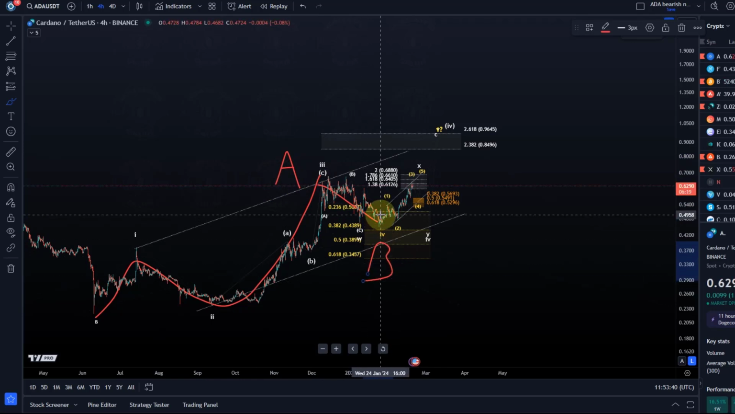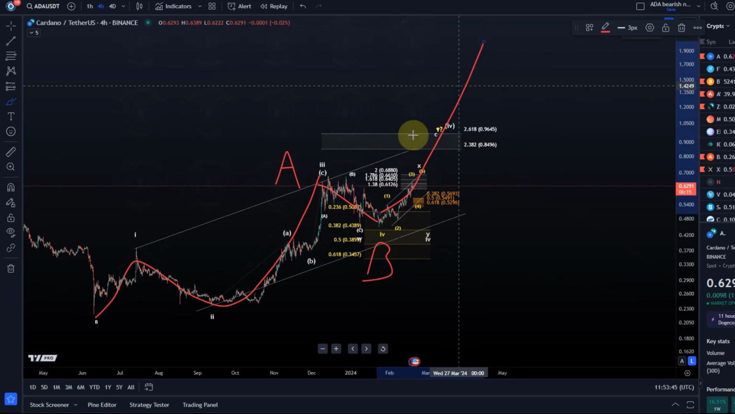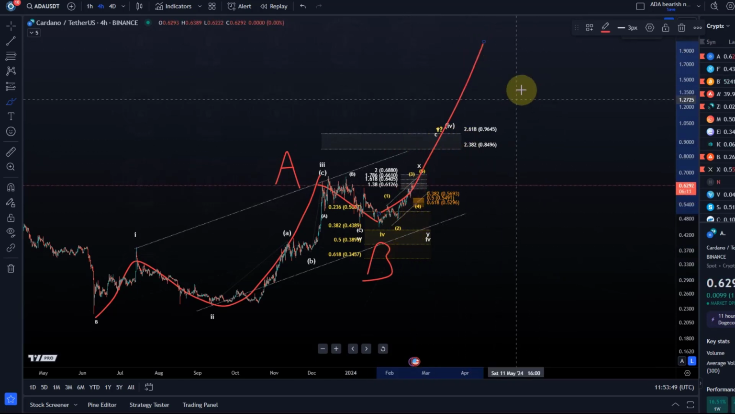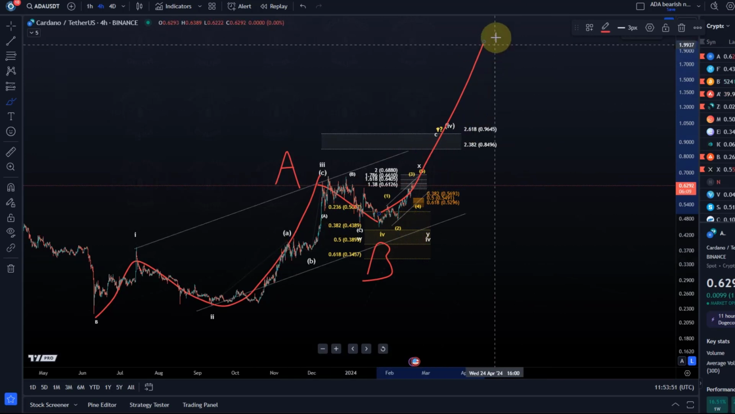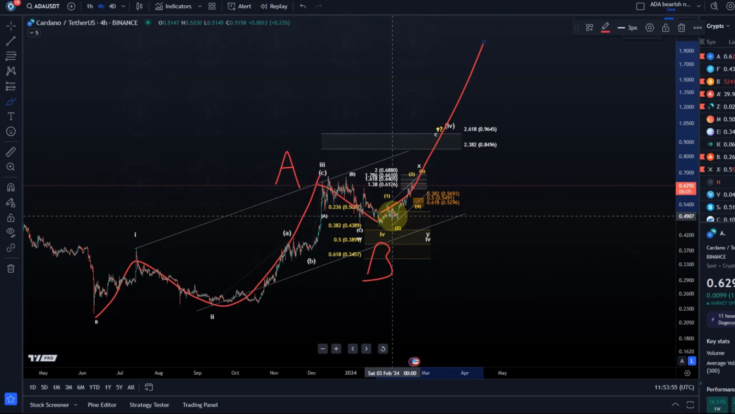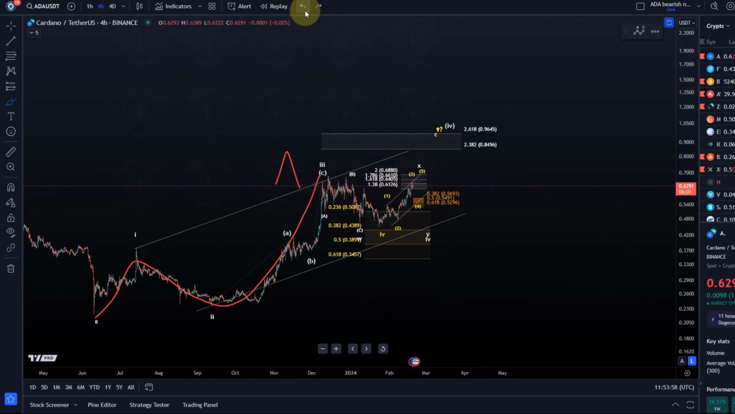So if it completely blasts through this resistance area, there you go. Then we are on our way to $2 plus more directly. This is nothing I would promote at this stage or find highly likely at this stage. However, it is something to already mention.